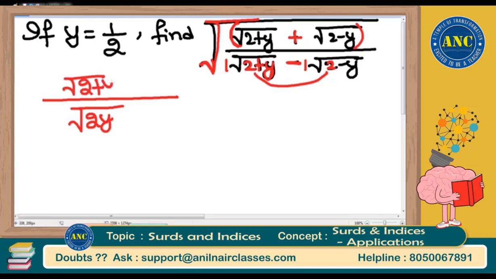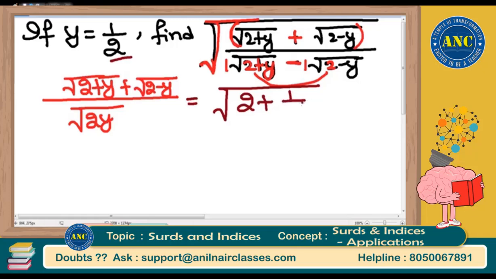You are left directly again with root 2 plus y plus root 2 minus y. This is the only thing which is left out. After simplifying 3 to 4 steps, I am writing it a little directly so that my students can understand. Now see here, y value is given as 1 by 2.